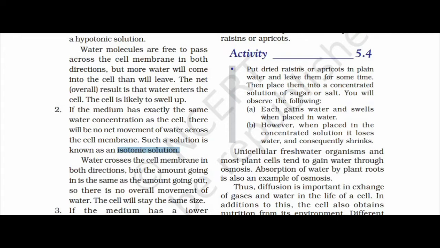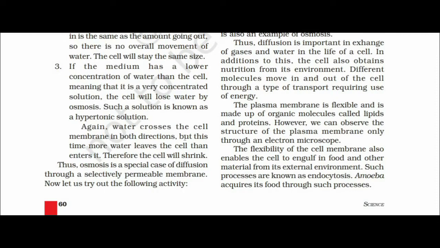And the third case is a hypertonic solution. In a hypertonic solution, the medium has a lower concentration of water, so water from the cell passes out to the lower concentration area, and the cell loses water. Again, water crosses the cell membrane in both directions, but this time more water leaves the cell than enters it, therefore the cell will shrink, it will develop wrinkles.